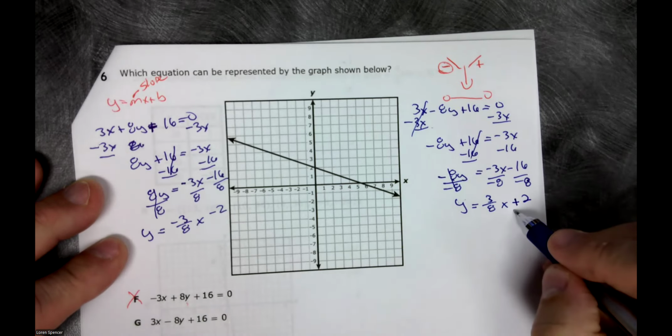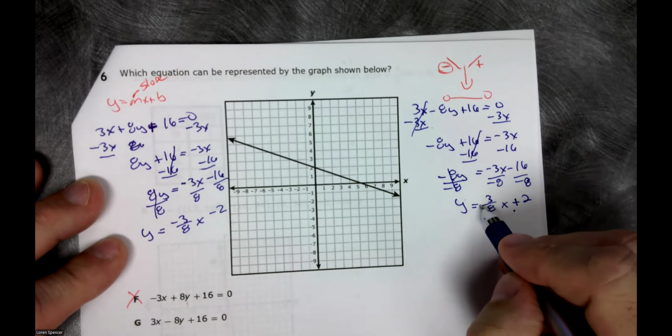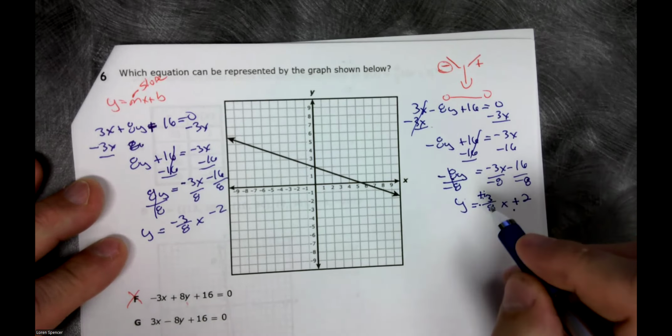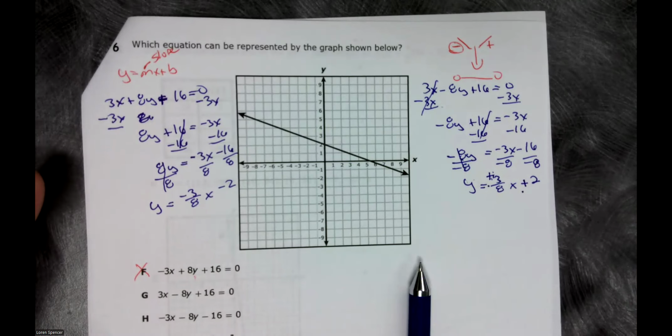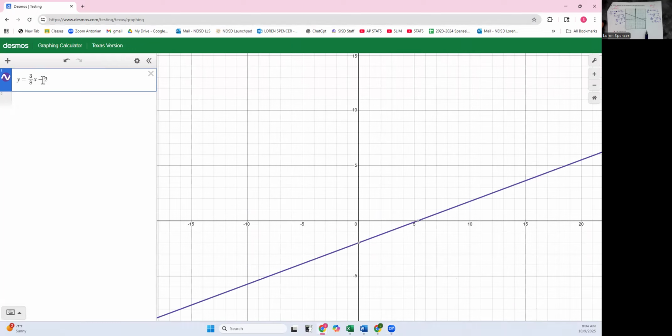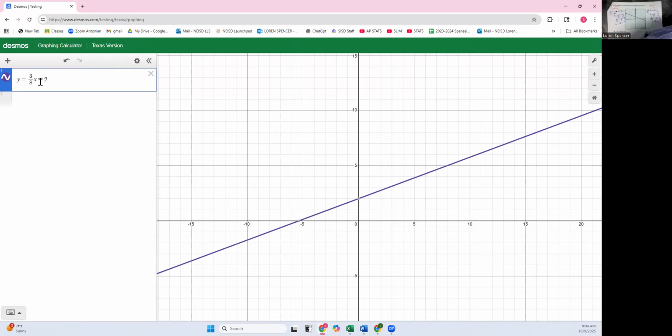plus 2. Well, I have a plus 2. We know we need a plus 2, but this is a positive slope. So because this is a positive slope, I know this is wrong. I'm going to show you on Desmos that it is wrong, just so you can see it. So this was 3/8. And yes, we crossed the y-axis in the right spot, but we have the wrong slope. So G is wrong. Okay, we get to keep working.